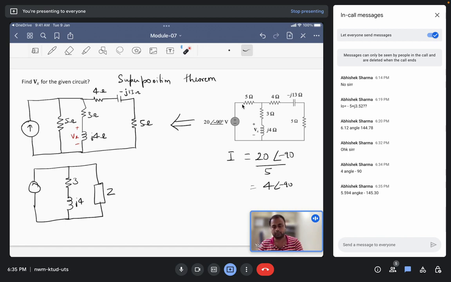So the sum of the series part will be 15.8 angle minus 55.3, and this is in parallel with the 5 ohm resistor. So plus 5 inverse, and we'll take the inverse of the answer. So this comes out 4.138 angle minus 12.425.